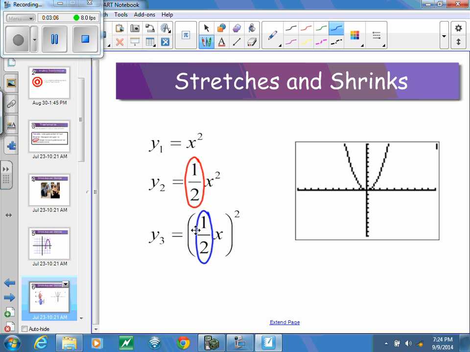But we have the 1/2, which is going to be inside change. And the outside change is what is going to be telling us if we have a vertical stretch or shrink. And in this case, with the 1/2, I'll be showing you how that's a vertical shrink. And if we have inside change here, we're going to be talking about a horizontal stretch or shrink.